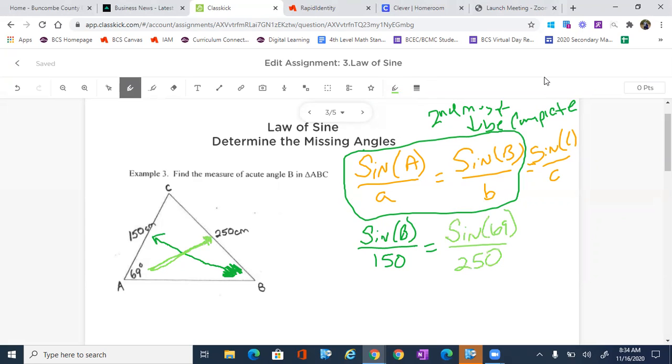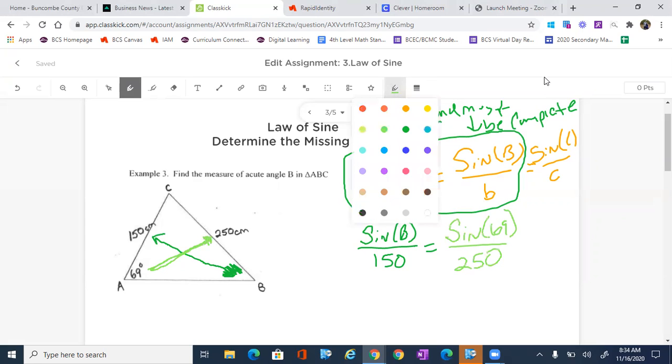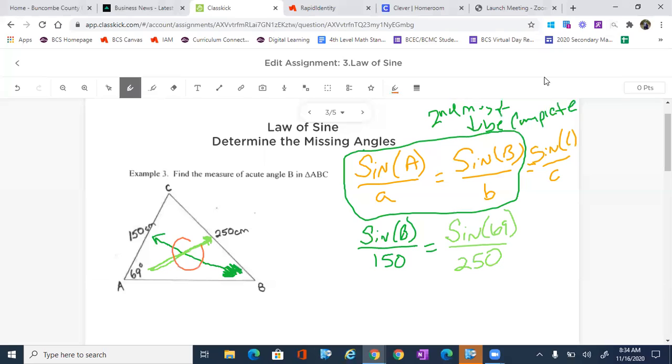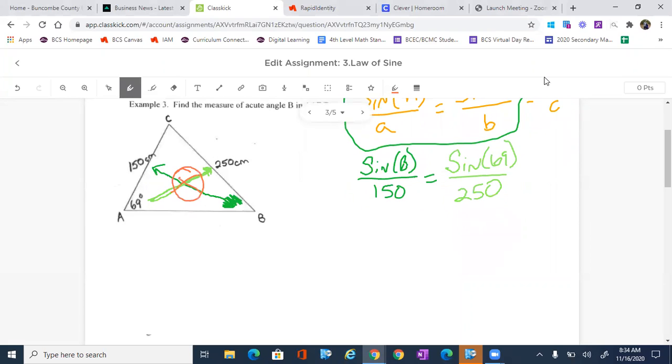Another sneaky thing that I like to do as a visual is it's the law of sine if it makes an X in the middle of the triangle when you are only missing one piece. Just a little visual there, okay? And now when we do this, we're just going to do basic solve. I'm going to cross multiply and divide.